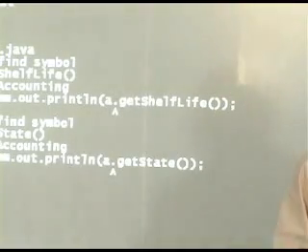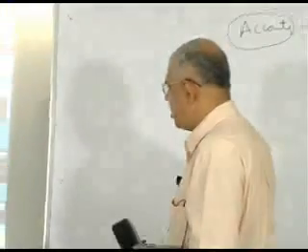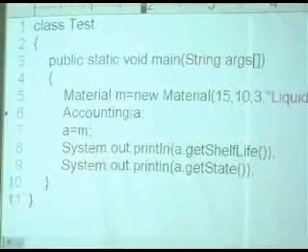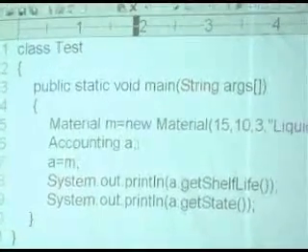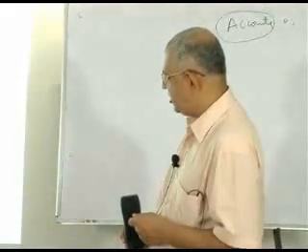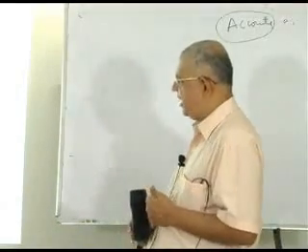Now I can change this in a jiffy by making a small change in our program. And the small change in the program, what I should do is, instead of making A a reference to an accounting interface, I should be converting it into a reference to an inventory interface. So let's just change just one line there.